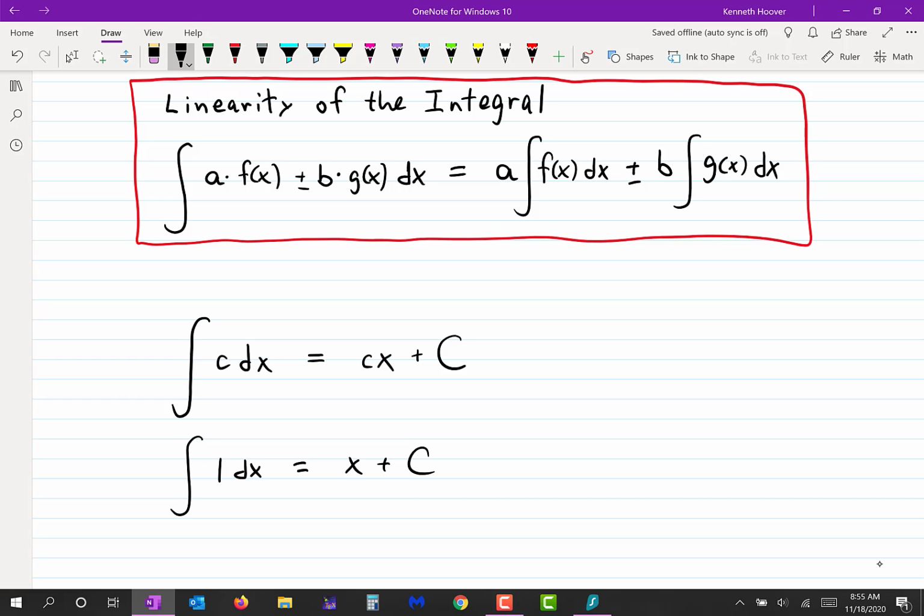Okay? Here's another one that's handy to remember. The integral of nothing is a constant, because the derivative of a constant is 0. So the integral of 0 is a constant. Any constant. Okay? So now that we've covered all of the rules and everything, let's just practice some problems here.